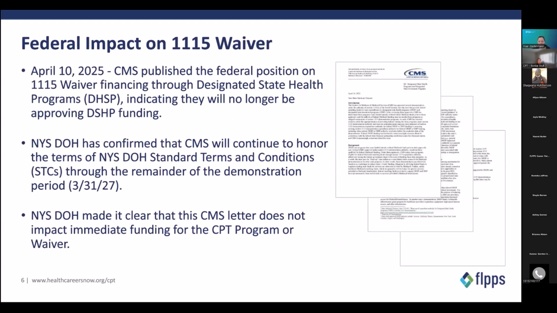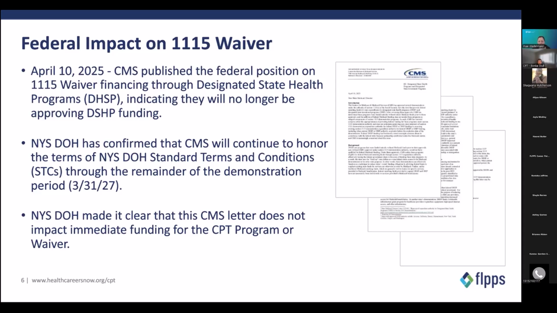Right now, on April 10 of 2025, the CMS published the federal position on the 1115 waiver and financing through designated state health programs, indicating that they will no longer be approving these designated state health programs funding. The New York State Department of Health has confirmed that CMS will continue to honor the terms and conditions through the remainder of the demonstration period, until March 31st of 2027. That's the most important part here.